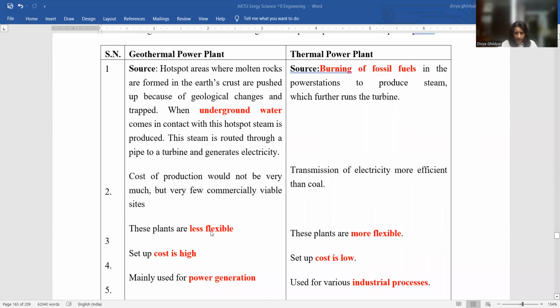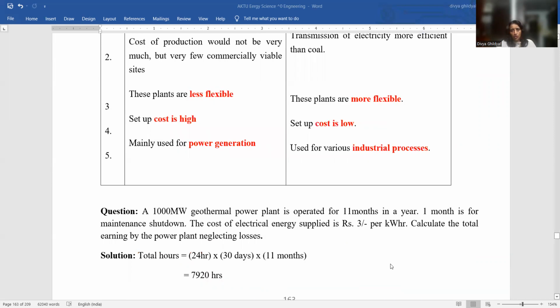These are less flexible. Thermal power plants are more flexible. Geothermal cost is high because a lot of digging beneath the earth goes on to get the energy generation of the earth. But thermal power plant, the cost is low. The geothermal are used for power generation. Thermal ones are used for industrial processes.